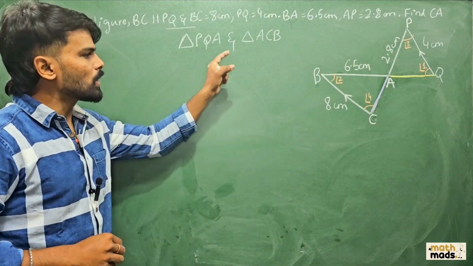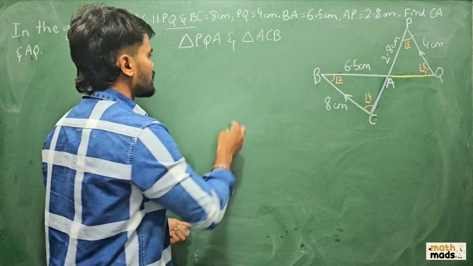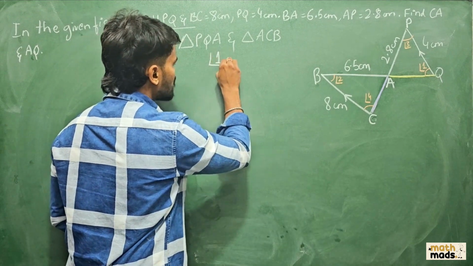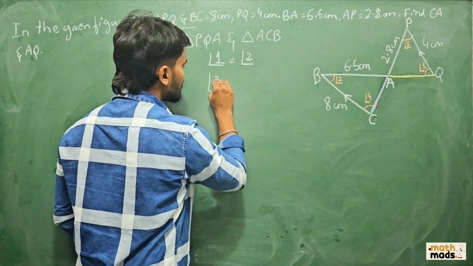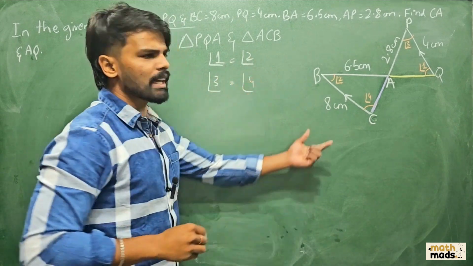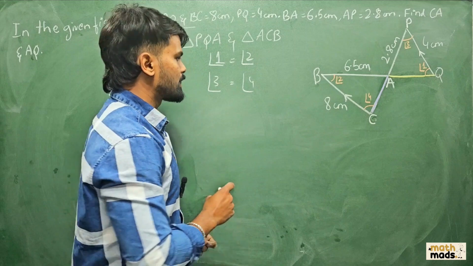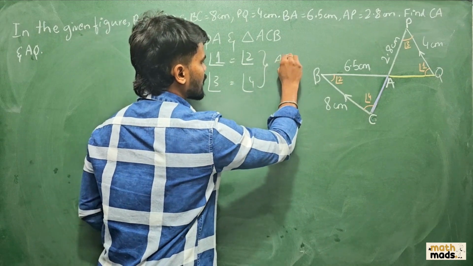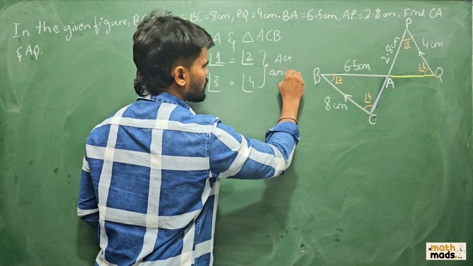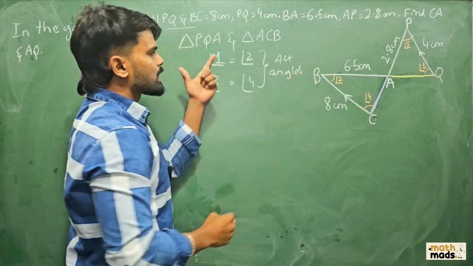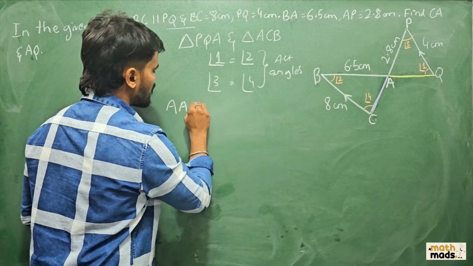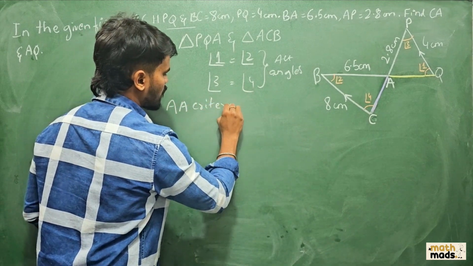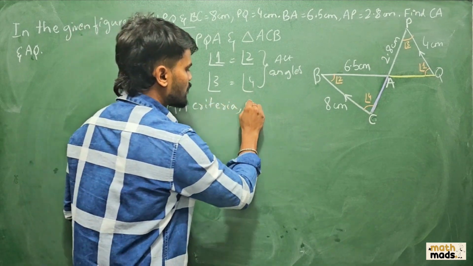So in triangle PQA and triangle ACB, what is the first thing I can write? Angle 1 is equal to angle 2 and angle 3 is equal to angle 4. From the diagram, you can make out which are the alternate angles. So both of them are alternate angles, and this is enough for you to tell that both the triangles are similar, which is by AA criteria.